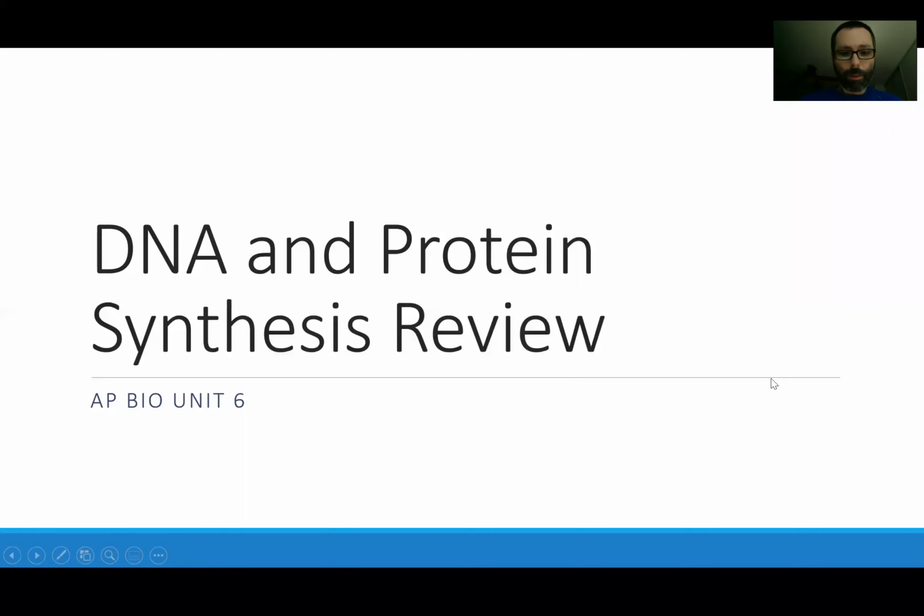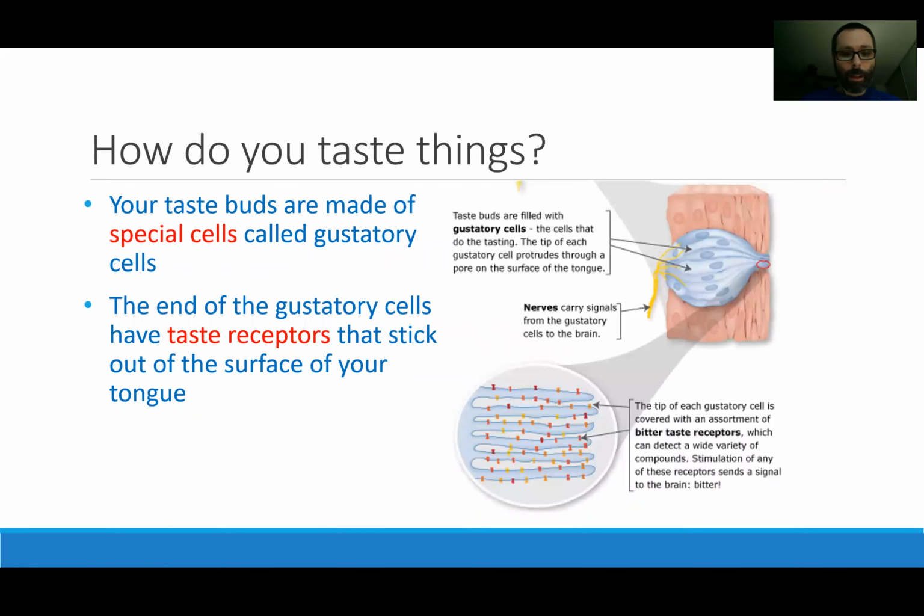All right, here we go with another AP Biology review. Unit 6 is going to be split up into two sections. This one is about DNA and protein synthesis, which is the main chunk. And then the next one will be about gene expression and biotechnology.